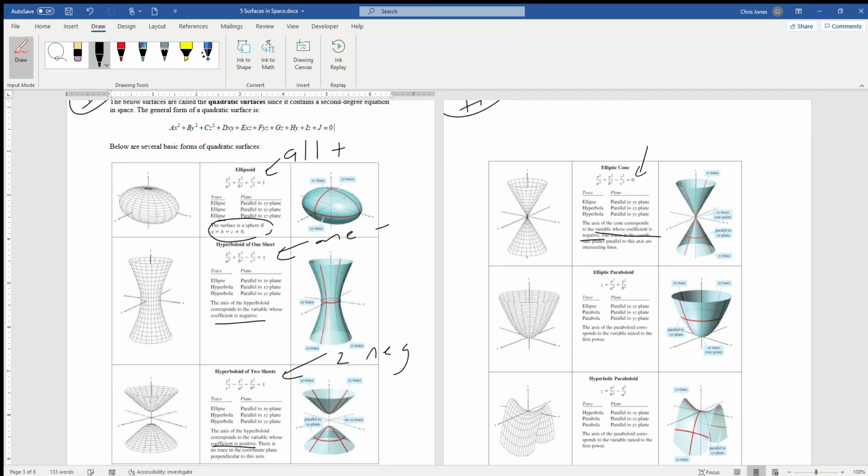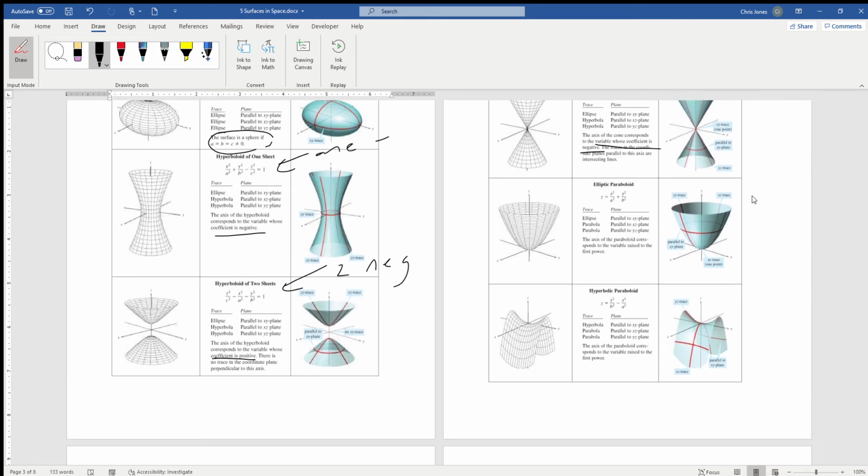Notice that all of these are quadratic. We have it equal to 0. All right, and we have 1 negative. All right, now, the elliptic paraboloid and the hyperbolic paraboloid both have one of the terms as linear. Okay, so we have to have exactly 1 linear term. Right? The axis of expansion is going to be the axis to where that variable is linear.